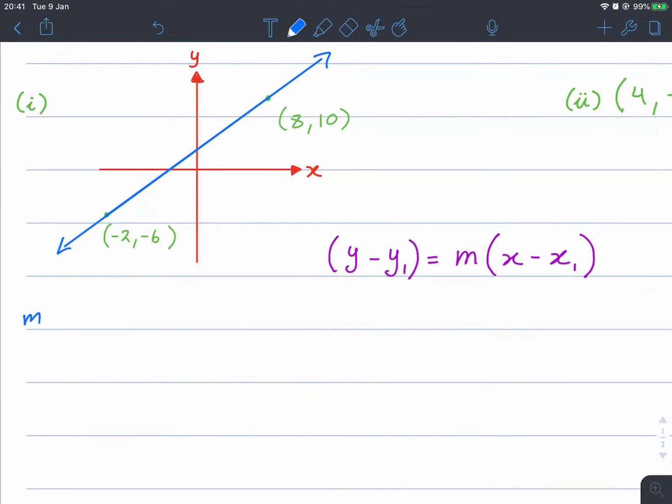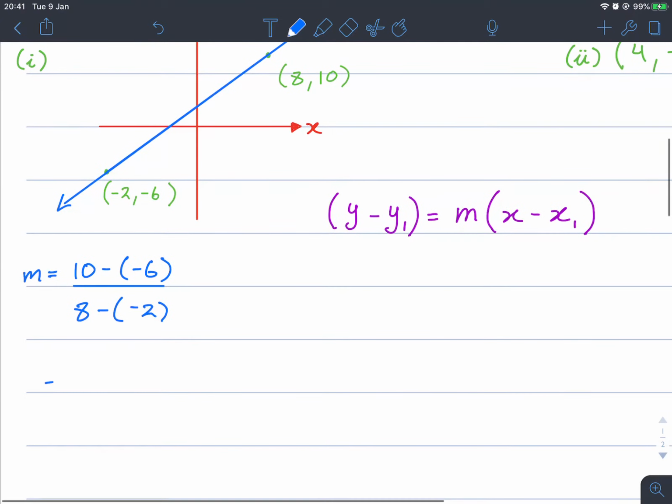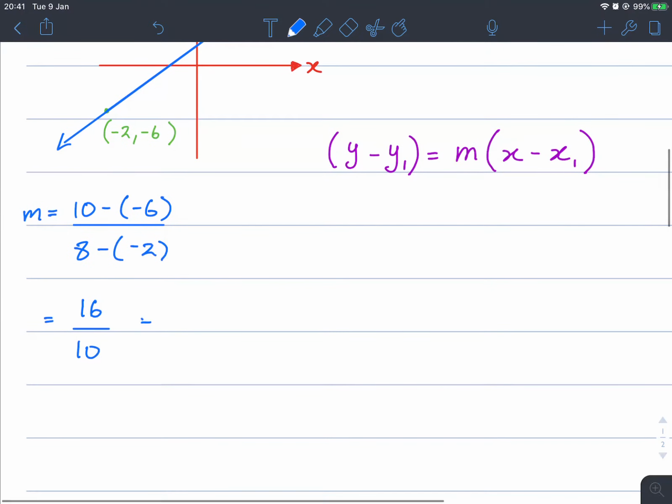Well, let's find the gradient. In case you've forgotten, it's y2 minus y1 over x2 minus x1. So in this case, I'm going to go 10 minus y1 over x2, 8, minus x1. Evaluating this, we get 16 over 10. And this will give us, dividing everything by 2, 8 over 5.